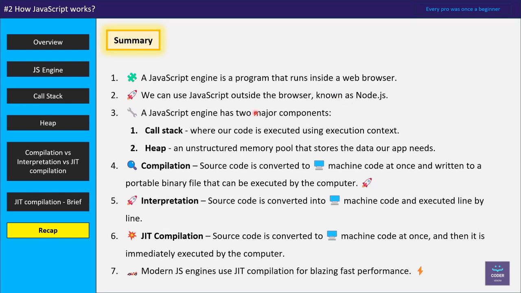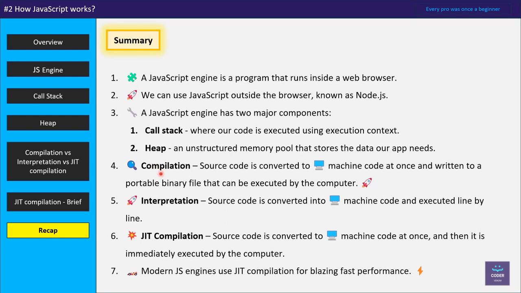Okay. The JavaScript engine has two major components. One is called the call stack. Inside the call stack, our code will be executed. The second one is called the heap. Heap is just like a memory pool. It doesn't have any fixed size. Our JavaScript engine will allocate the size according to the requirement.